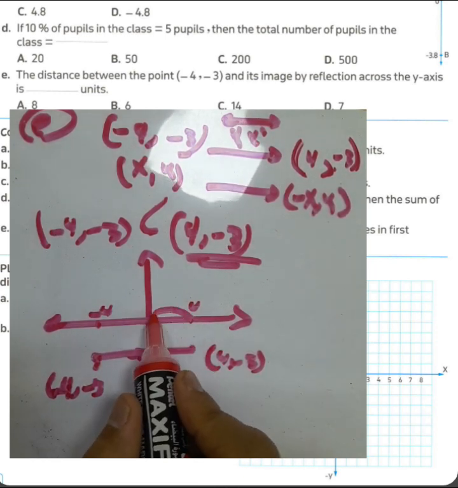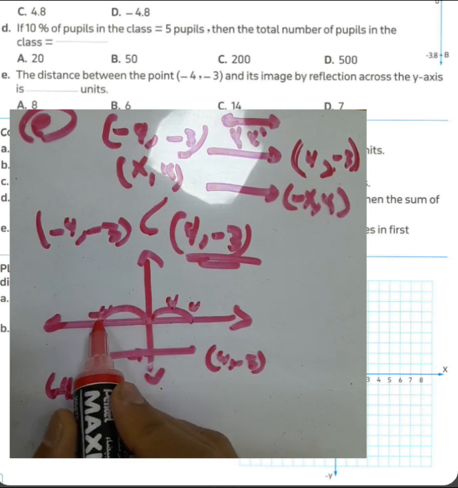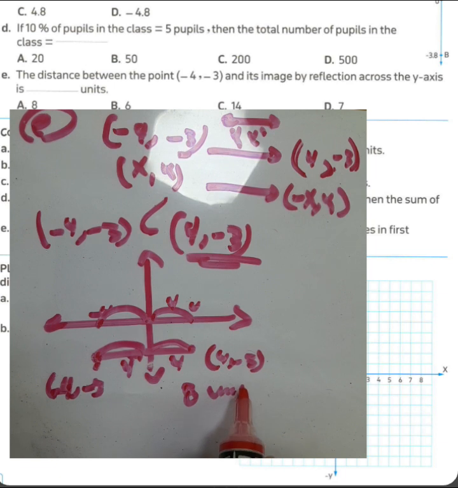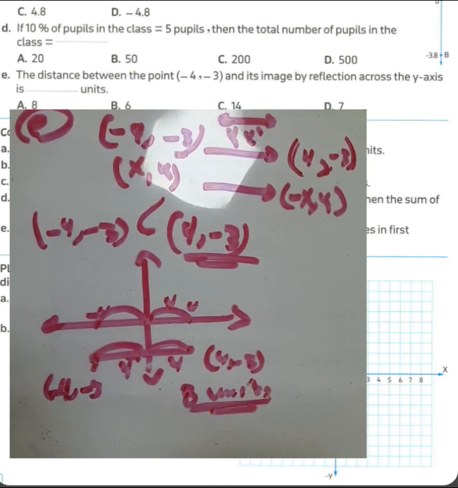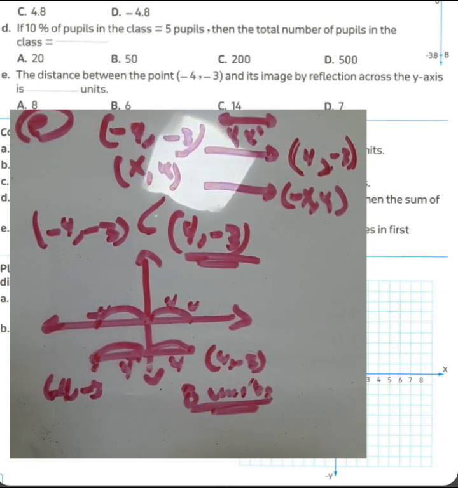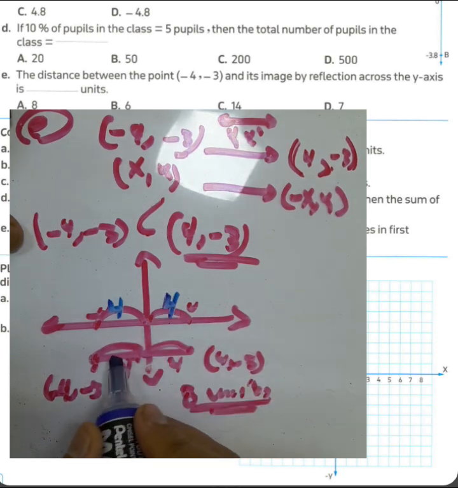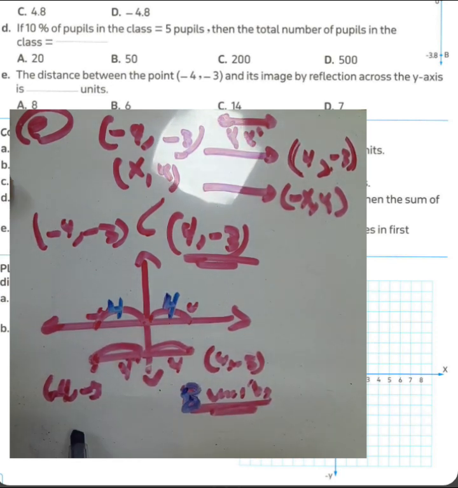We have here 4 units, and from 0 to this point was 4. 4 plus 4 equal 8 units. Okay, to find the distance between 2 points, we must count how many units between them. 4 plus 4 equal 8. We have distance 4 and 4. 4 plus 4 equal 8 units.